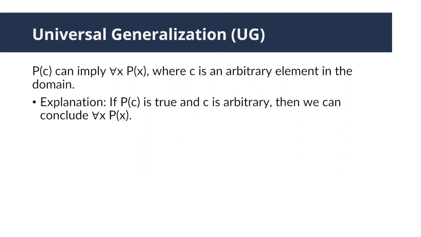Third rule, universal generalization. The rule says PC can imply for any x, Px, where C is an arbitrary element in the domain. Here's the explanation. If P is true for any arbitrary element in the domain, then of course we can say all the elements in the domain have this property P. And the good thing about this inference rule is there's no restriction.